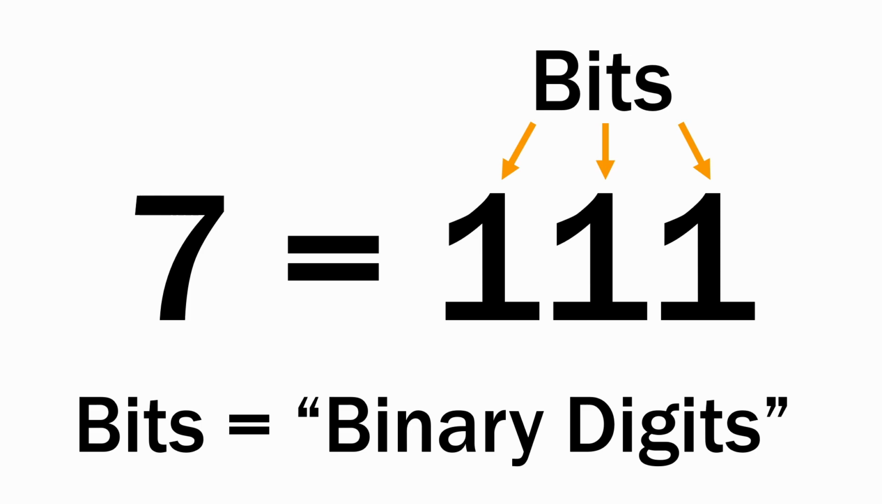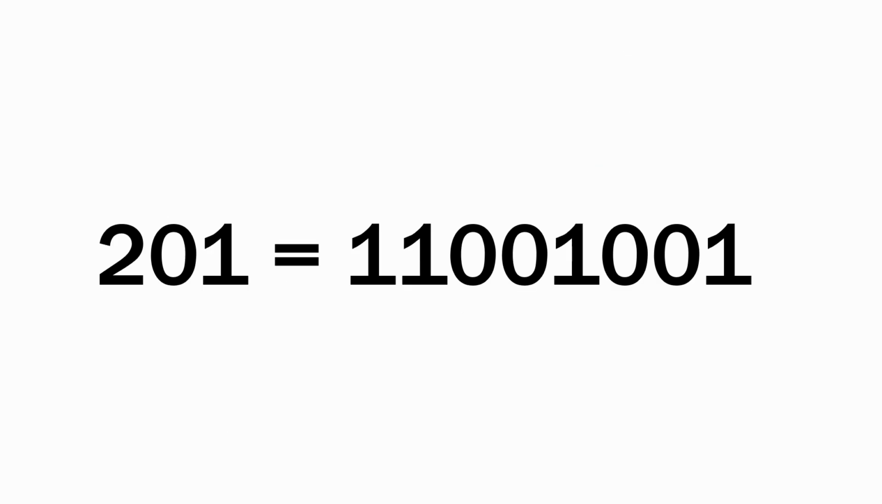So if we go back to our example of 201, what might the binary representation of that look like? Well, it's 1100 1001. How did we get this? If we take a look at our individual columns, we have our 2 to the power of 0 all the way over to 2 to the power of 7.